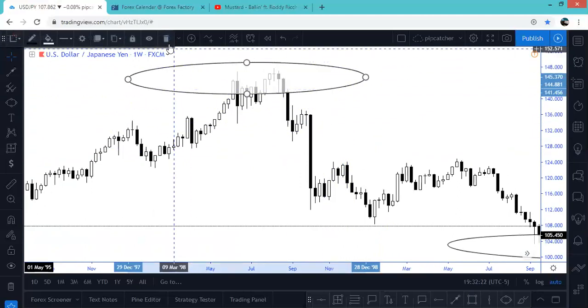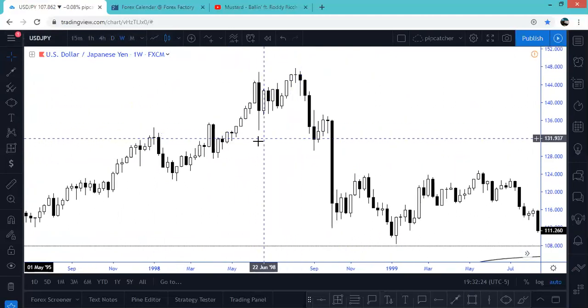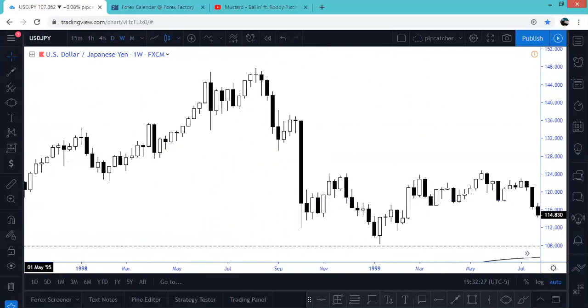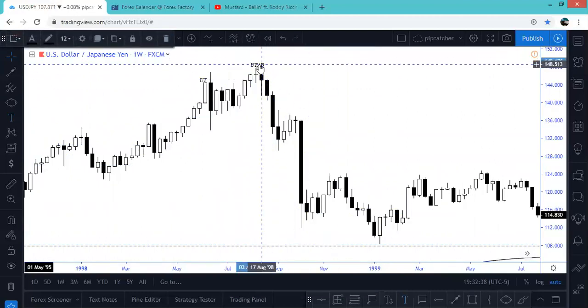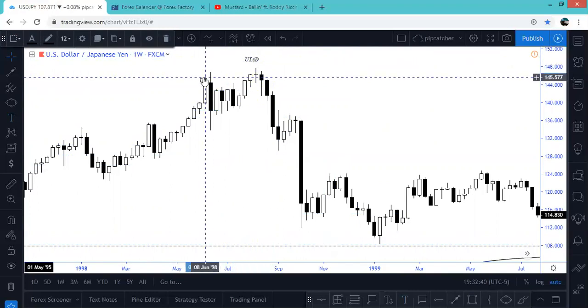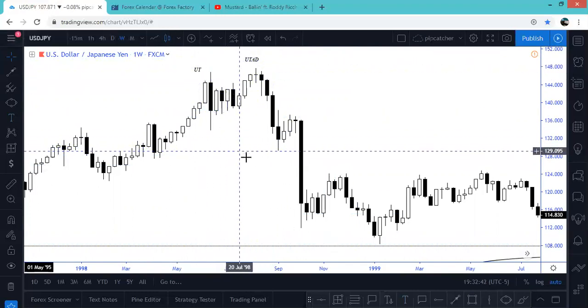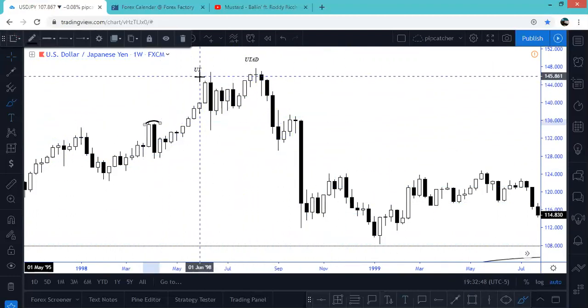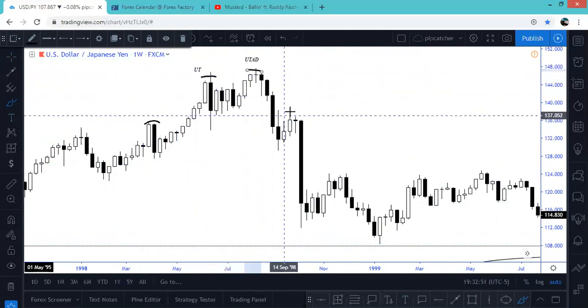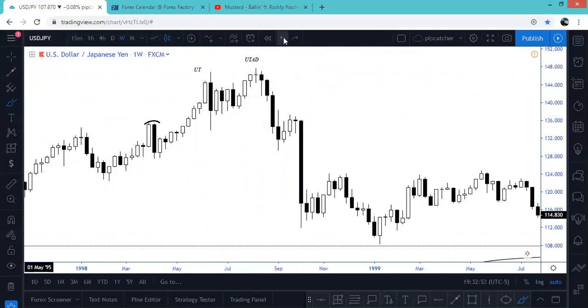We have a distribution schematic going on, and right here you have your upthrust, and after that, your upthrust after distribution right here. A lot of people don't go deep into detail with Wyckoff. They just do some lazy stuff like this, and I don't really know what that is.